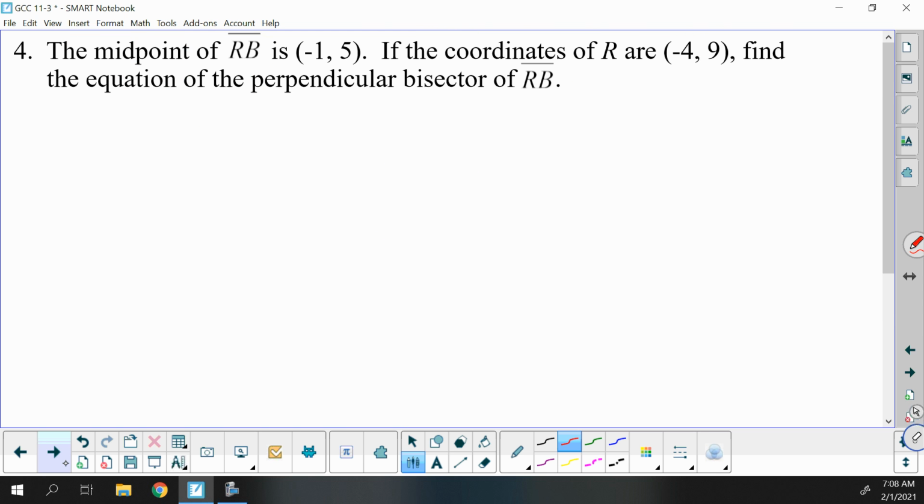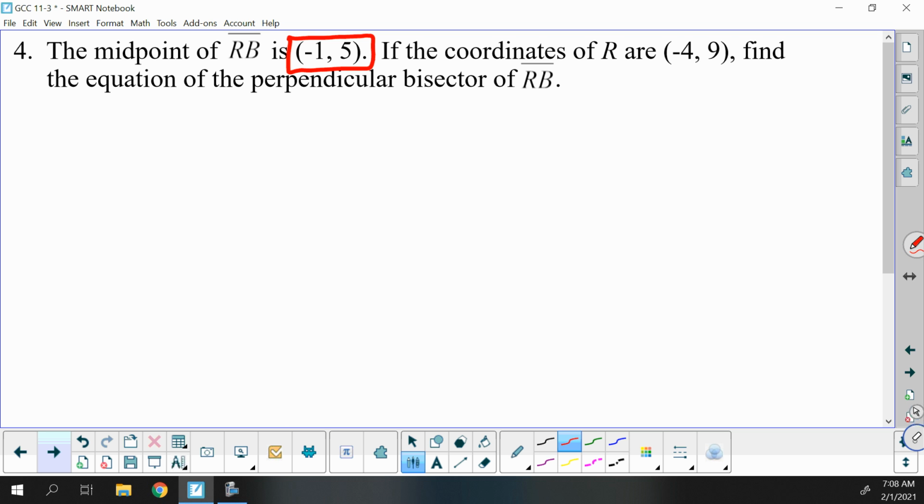All right, one last page for this video. So if we look at page 18. So this time they give us the midpoint. So that's good. We're not going to have to calculate that. And they give us the coordinates of one of the endpoints.